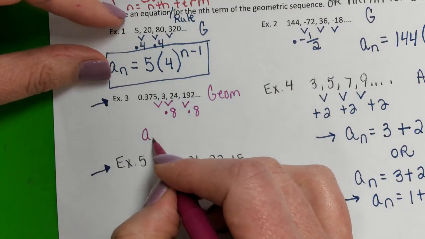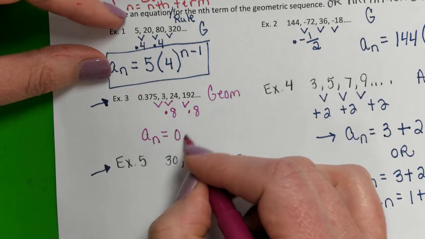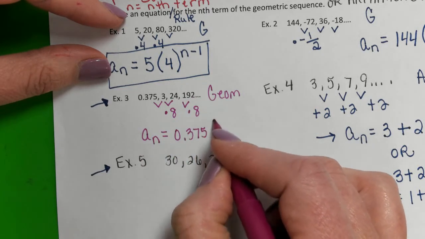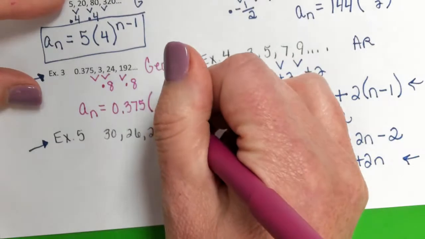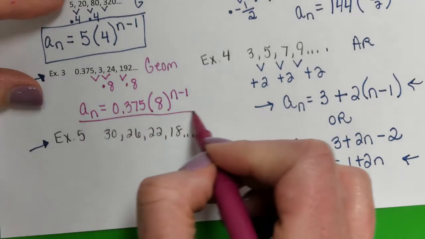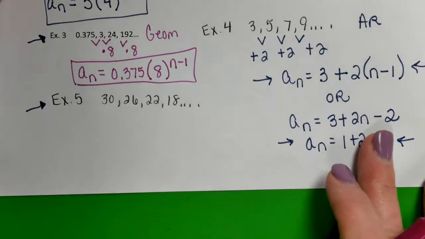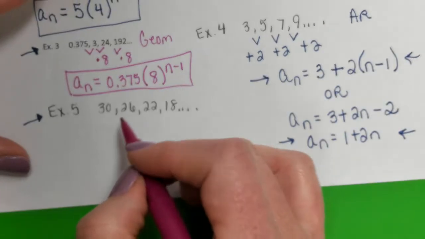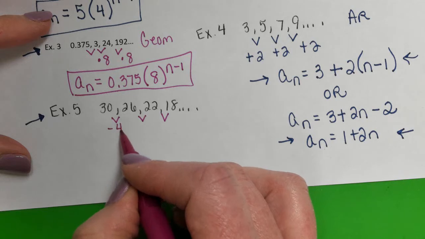So a sub n equals our first term, which is 0.375, times the common ratio, which was 8 to the n minus 1. And that's it. That is our function rule. That is our equation.